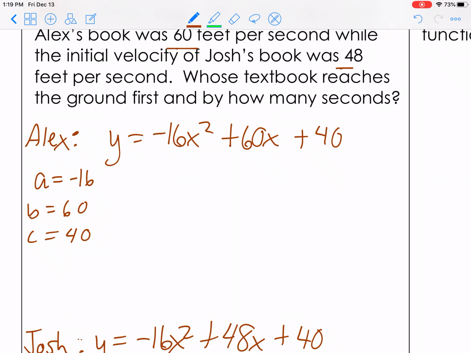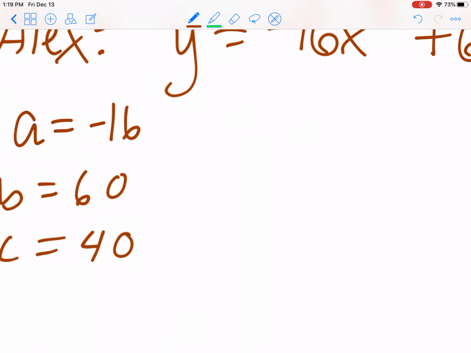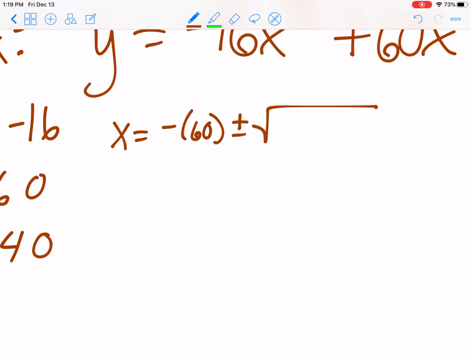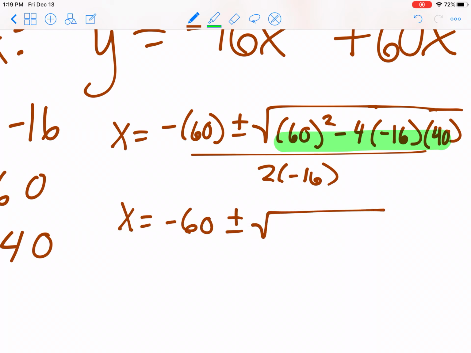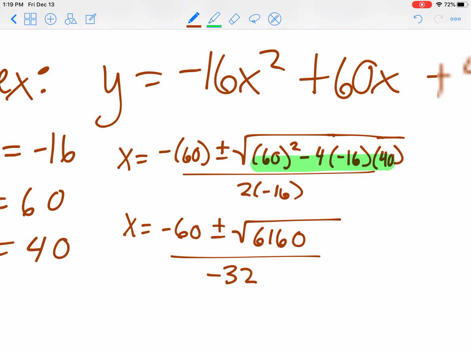So let's work on getting this one right now. It's going to look like x equals negative b plus or minus the square root of b squared minus 4 times a times c, all over 2a. What I would do next is find the discriminant. So x equals negative 60 plus or minus the square root of 6160, all over negative 32.